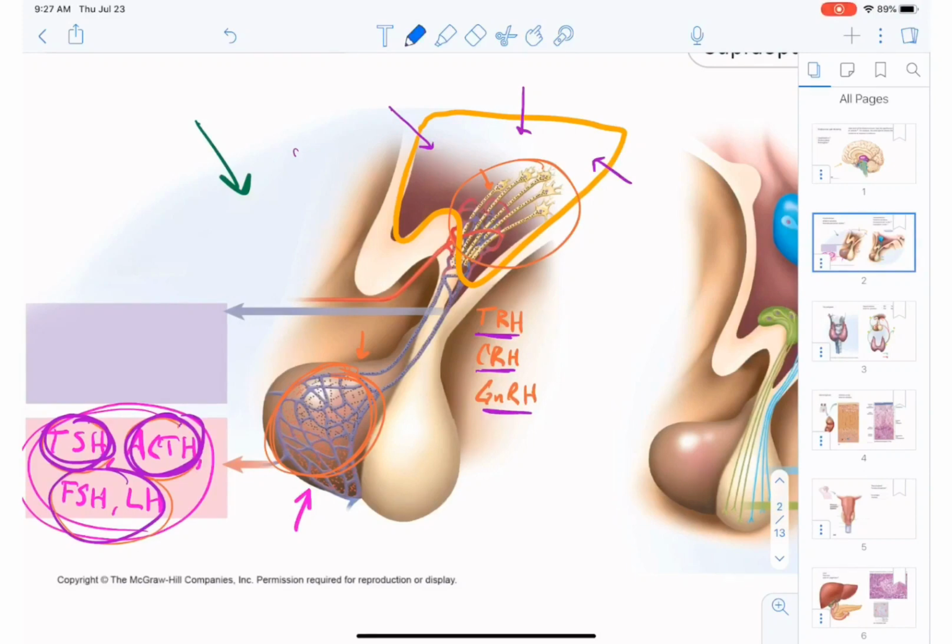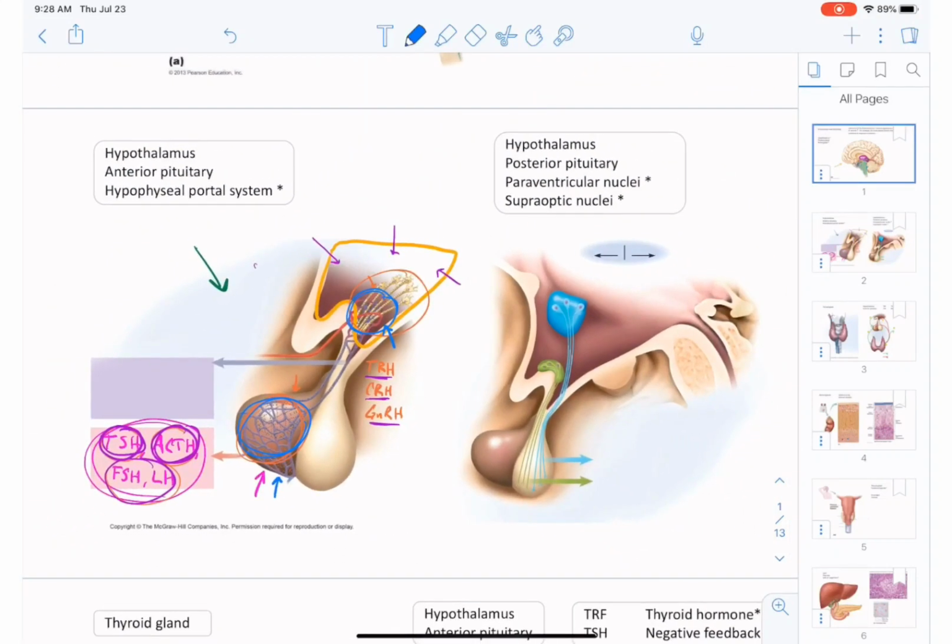And the last thing I want to talk about is the anatomical relationship between the hypothalamus and the anterior pituitary, and specifically how hormones released from the hypothalamus make their way down to the anterior pituitary. And the answer to that is through the circulatory system, through blood vessels. And the blood vessel network that allows hormones to travel from the hypothalamus down to the anterior pituitary is called the hypophyseal portal system.